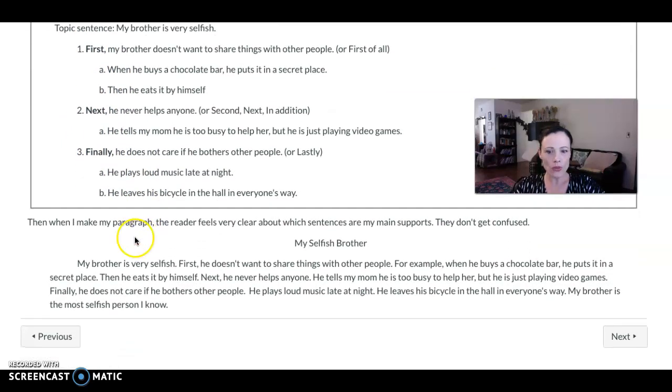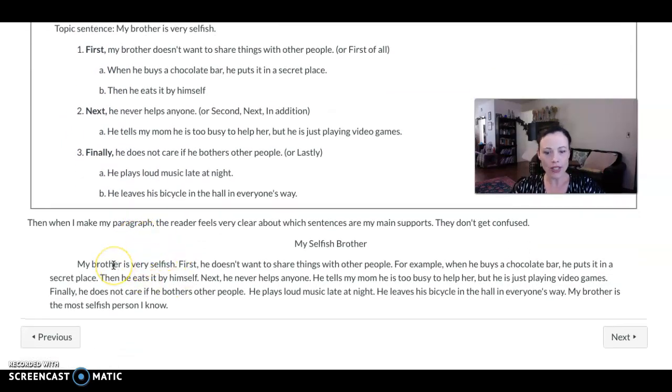So then when you are reading the paragraph, it is very clear where my main supports are, right? So as you read, you can go, oh, here's the first main support. Da, da, da. Oh, here's the second. Here's the third. So I'm helping my reader to understand. Okay.